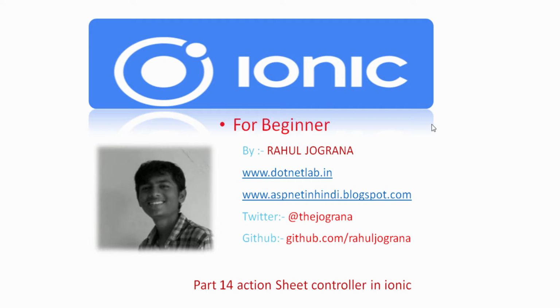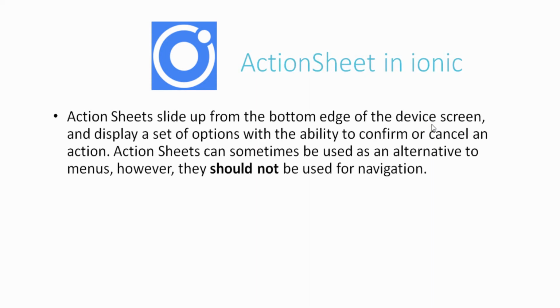So in this tutorial I am going to show you the most important and most widely used controller in Ionic, the action sheet controller. So let's go and start it. First of all, let's discuss the action sheet. An action sheet slides up from the bottom edge of the device screen and displays a set of options with the ability to confirm or cancel an action.